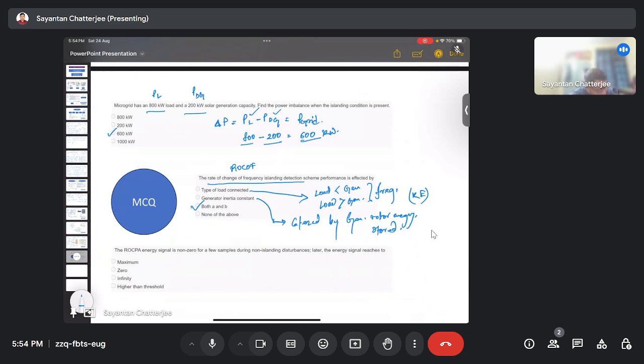The energy signal is non-zero for a few samples during non-islanding, which we have discussed, non-zero for 2 or 3 samples. Later, after 2 or 3 samples, the energy signal reaches 0. Okay, let's discuss more questions.